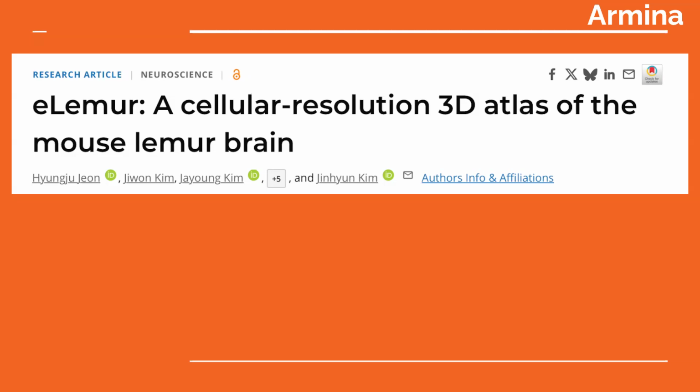eLemur, they did a 3D atlas of the mouse lemur brain, all of the kind of similar to what Thu presented, but just for mouse lemurs. And ever since finding that this was a thing, I've been super excited and trying to find a way to work with lemurs. So that's why it gets my vote as the paper of the year.